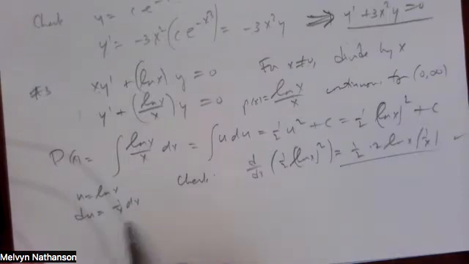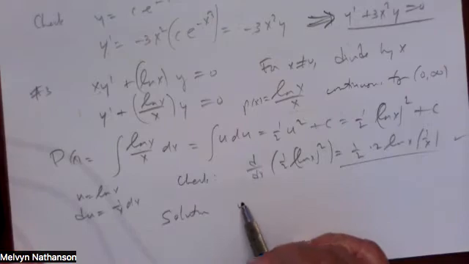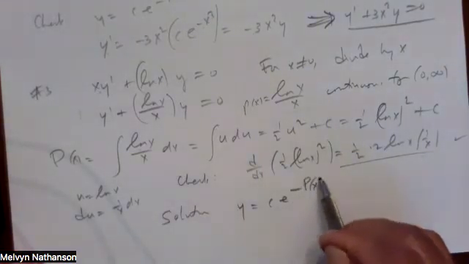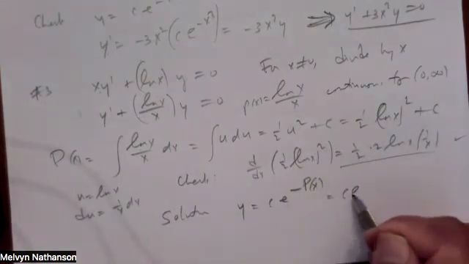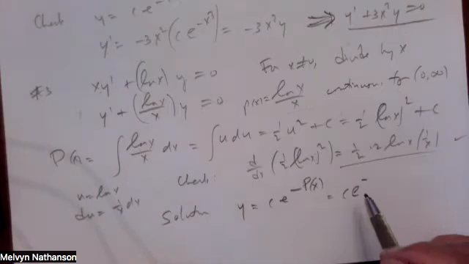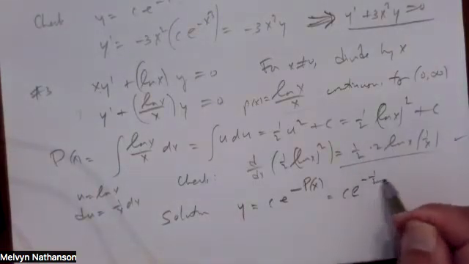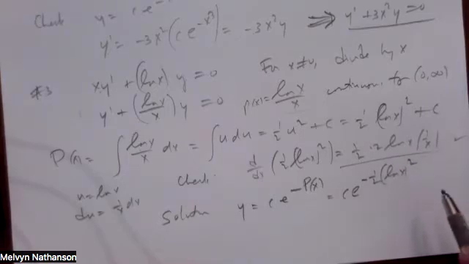So the general solution of the differential equation is y equals c e to the minus P of x, which is c e to the minus a half log x squared.